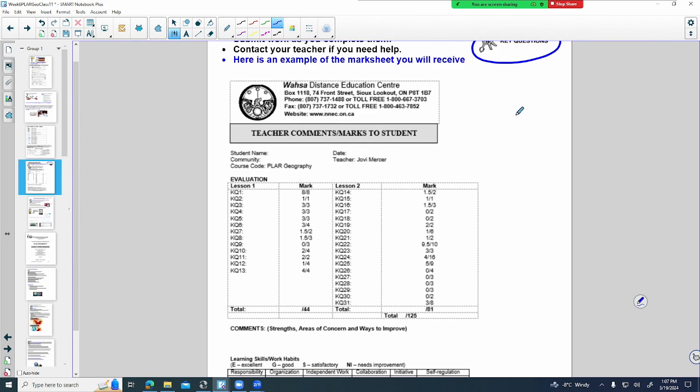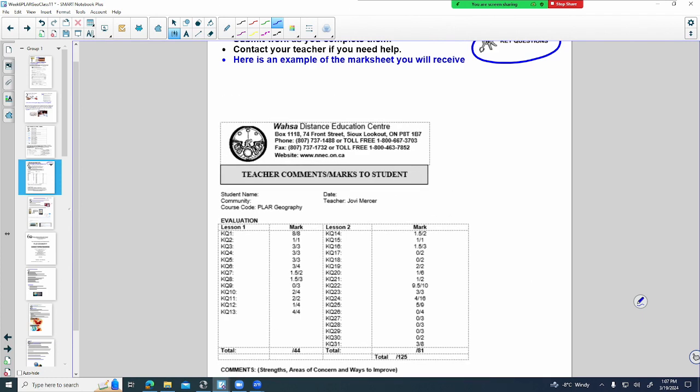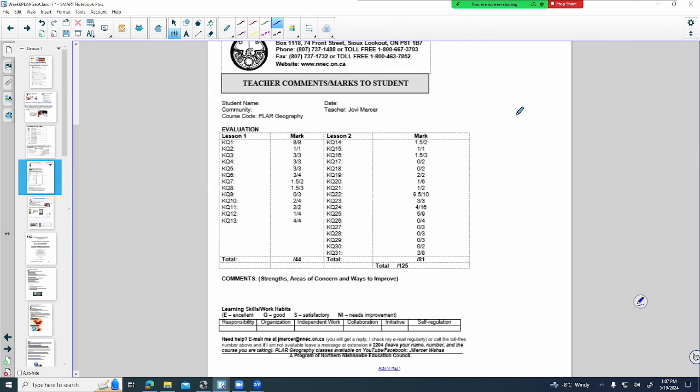So as you can see, there are 31 key questions. Lesson 1 has 13 key questions. Lesson 2, you have key questions 14 to 31, which is a total of 18 key questions.